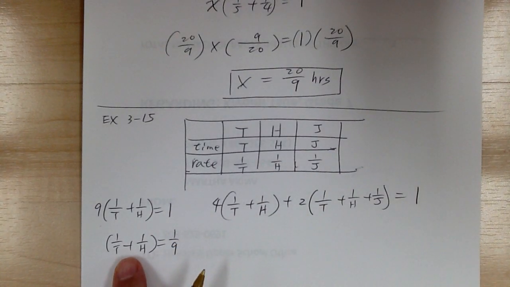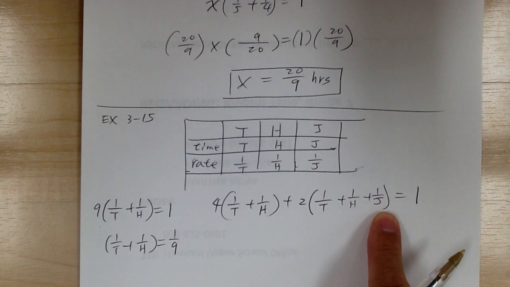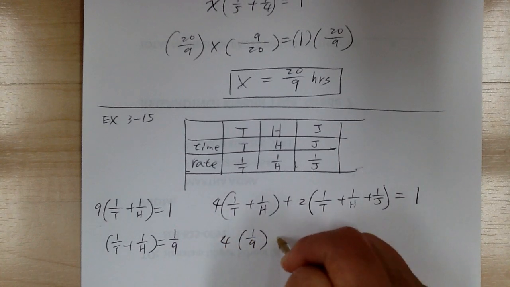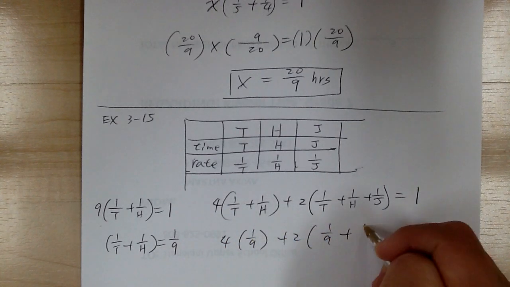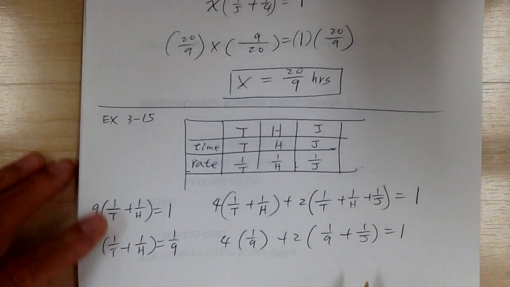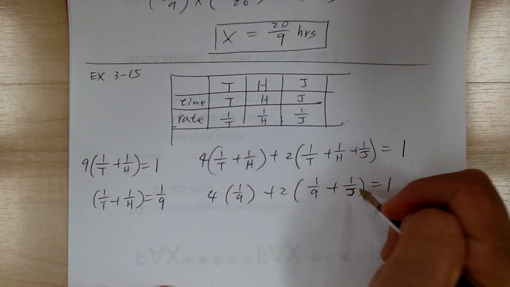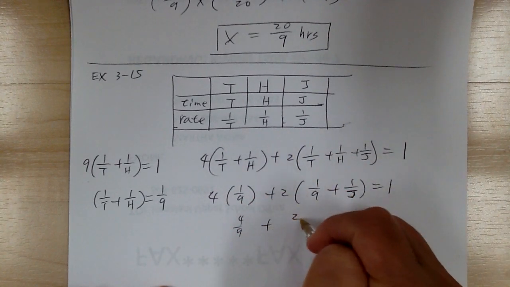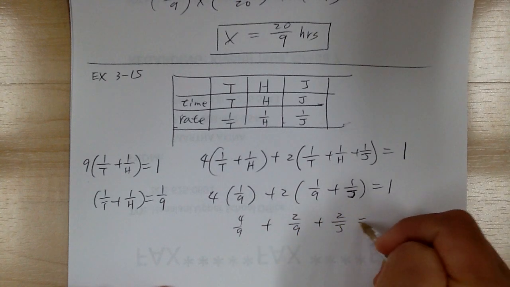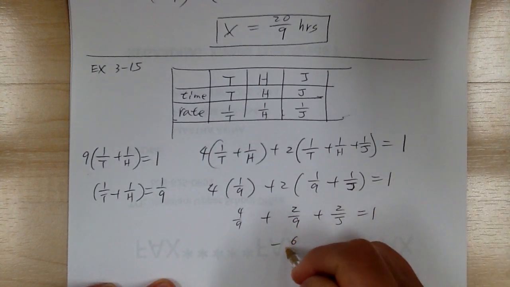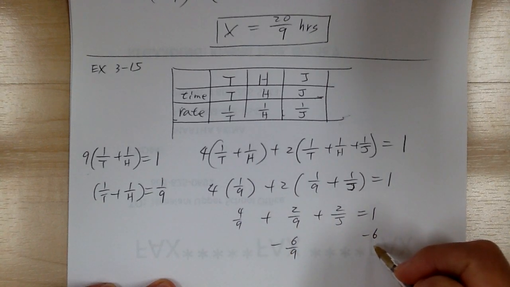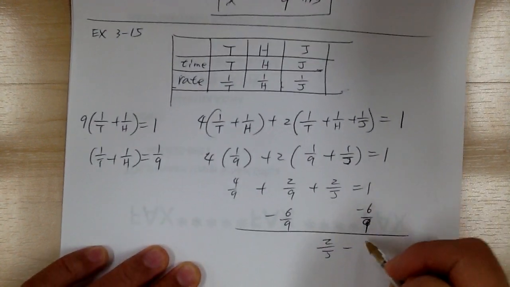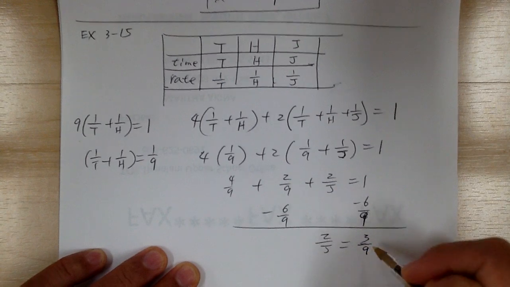So what we can do is substitute this into here, and you can solve for j already. So substitute in here, so you got 4 times 1/9 plus 2 times (1/9 plus 1/j) equal to 1. Okay, so now this is 4/9 plus 2/9 plus 2/j equal to 1. So you can minus 6/9. So you got 2/j equals 3/9.